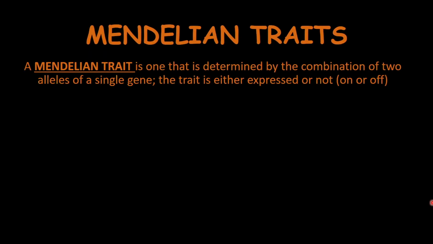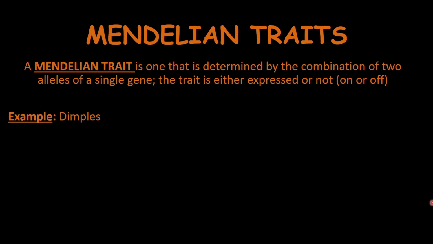All right, so we're going to start off with Mendelian traits, because these are the ones that people commonly think of when you start talking about genetics and doing any kind of lesson around genetics. So a Mendelian trait is one that is determined by the combination of two alleles of a single gene. So oftentimes the trait is either expressed or it's not expressed. So kind of an on-off switch, or one or the other.